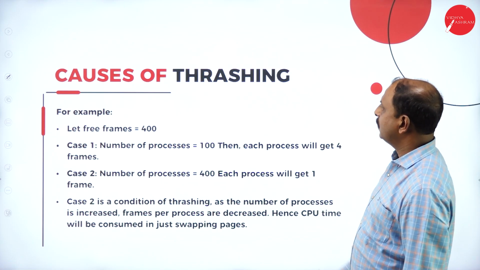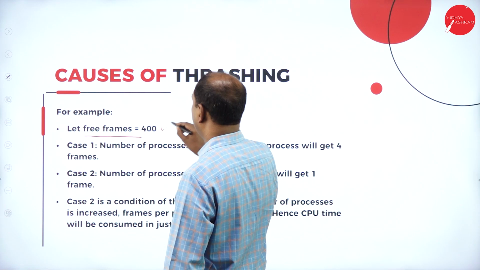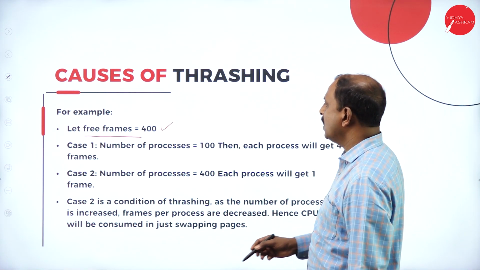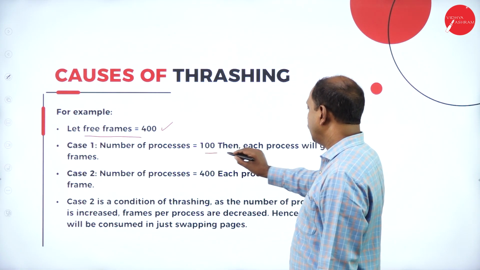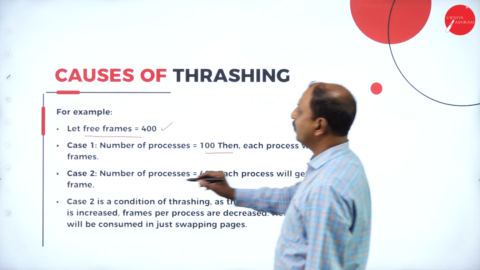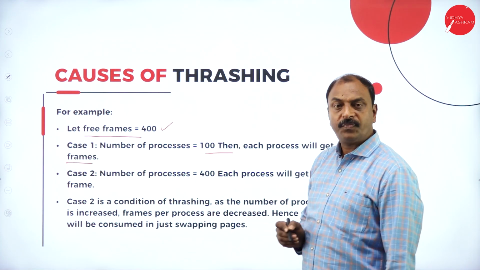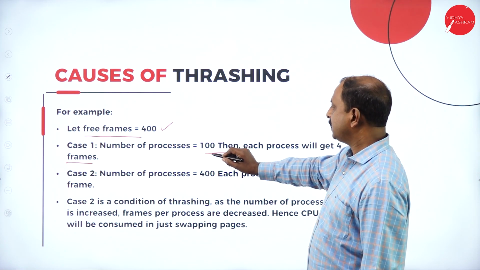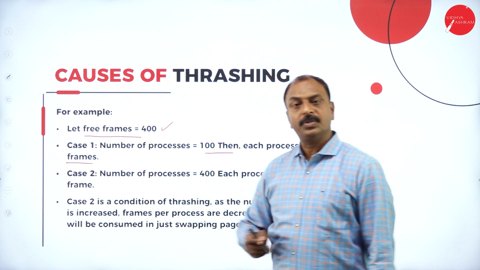Next, look at the example here. For example, let free frames be 400. Assume that there are 400 frames in the main memory. In case 1, the number of processes is 100, so each process will get 4 frames. Obviously, there are 400 frames and 100 processes, so each of the 100 processes will get 4 frames for processing.